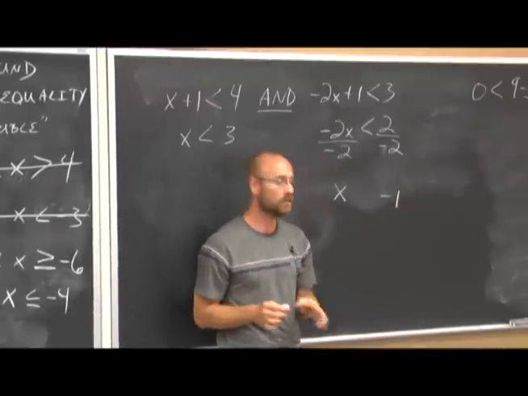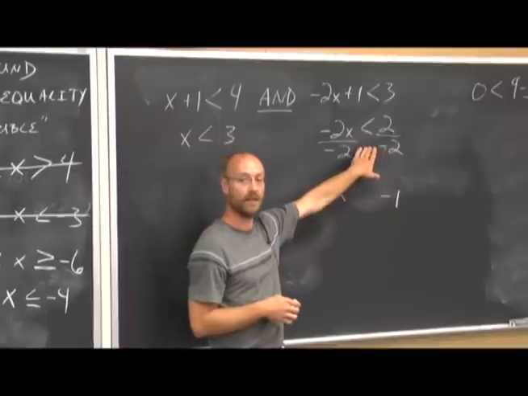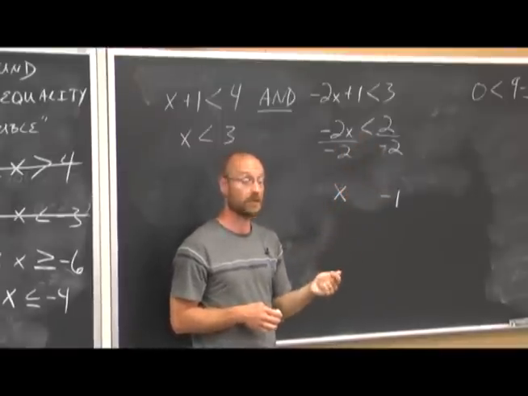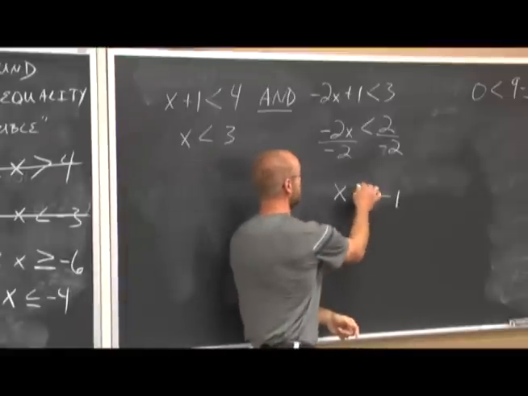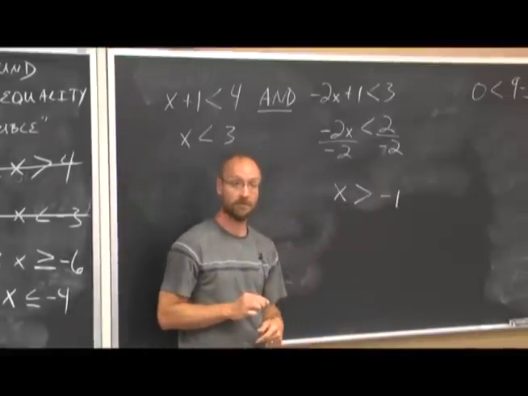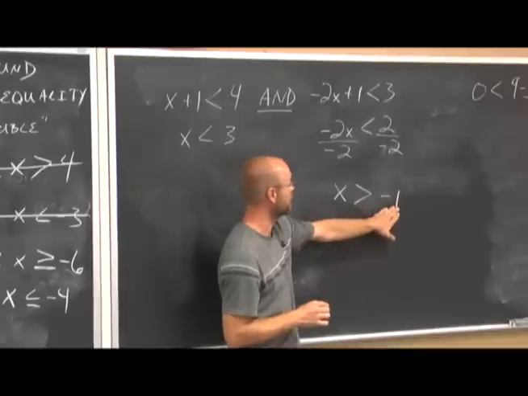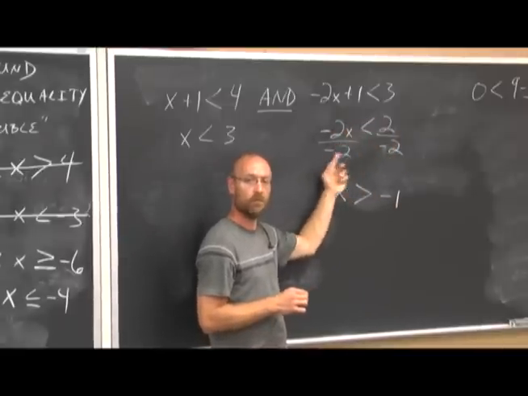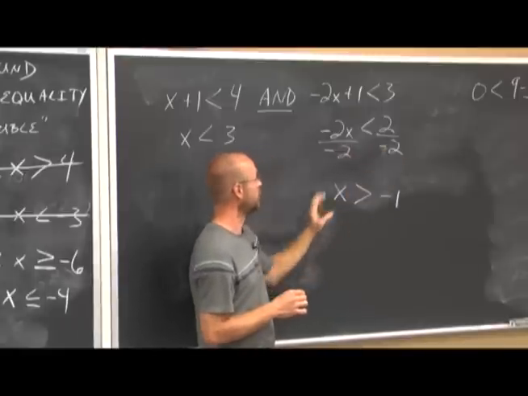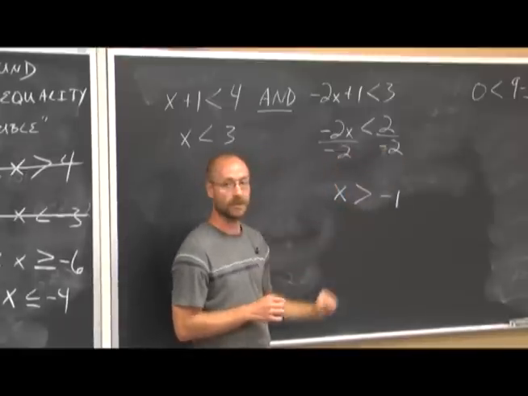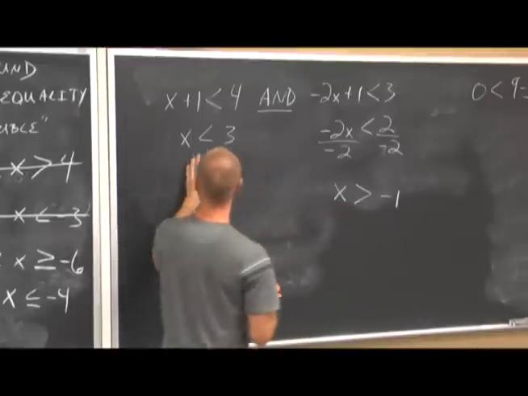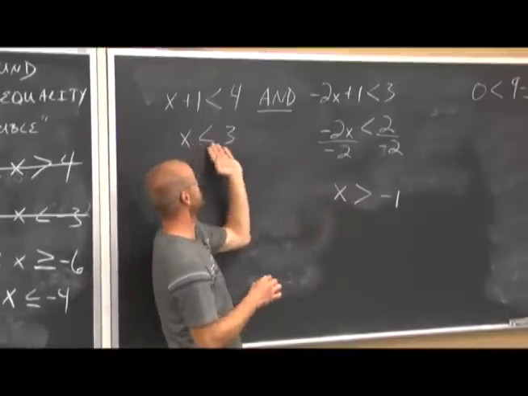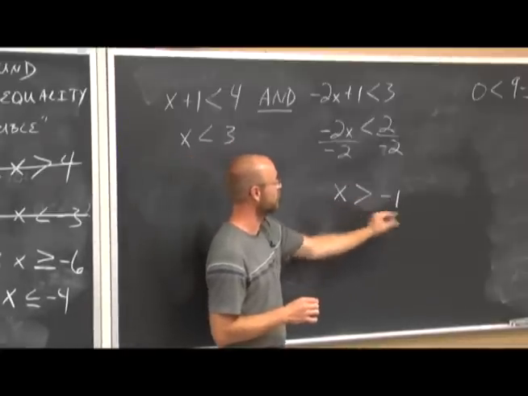Now this is what I tell my students. When you multiply or divide an inequality by a negative, you're changing signs. Be consistent. If you change the signs, you better change the sign. Okay, so x is greater than negative 1, because essentially by changing that negative, we're flipping it. We did a reciprocal operation by a negative, so we're changing signs. Be consistent and change that sign. So now we have x less than 3, and x is greater than negative 1.